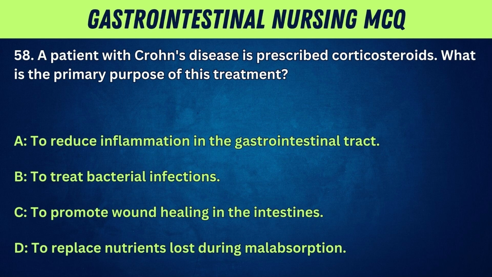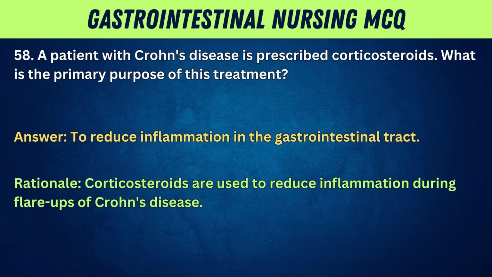58. A patient with Crohn's disease is prescribed corticosteroids. What is the primary purpose of this treatment? A. To reduce inflammation in the gastrointestinal tract. B. To treat bacterial infections. C. To promote wound healing in the intestines. D. To replace nutrients lost during malabsorption. Answer: to reduce inflammation in the gastrointestinal tract. Rationale: corticosteroids are used to reduce inflammation during flare-ups of Crohn's disease.